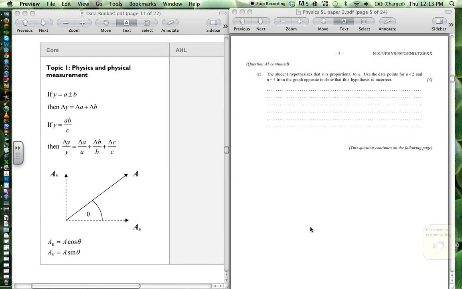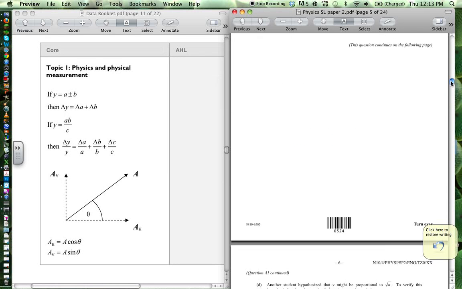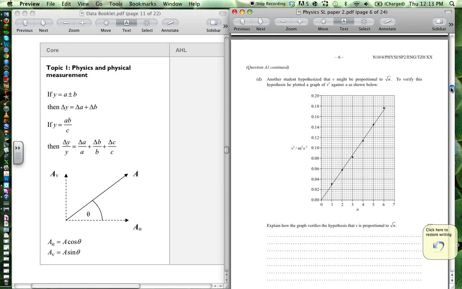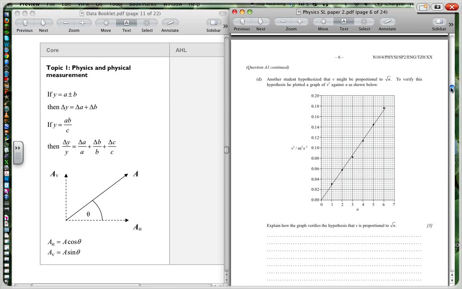Okay, so going on to the next question over here. It says, another student hypothesized that V might be proportional to the square root of N. To verify this hypothesis, he plotted a graph of V squared against N as shown below. So let's just see this. He's saying that V is proportional to the square root of N. Well, let's not put the K in yet. We only do it when you've got an equal sign.